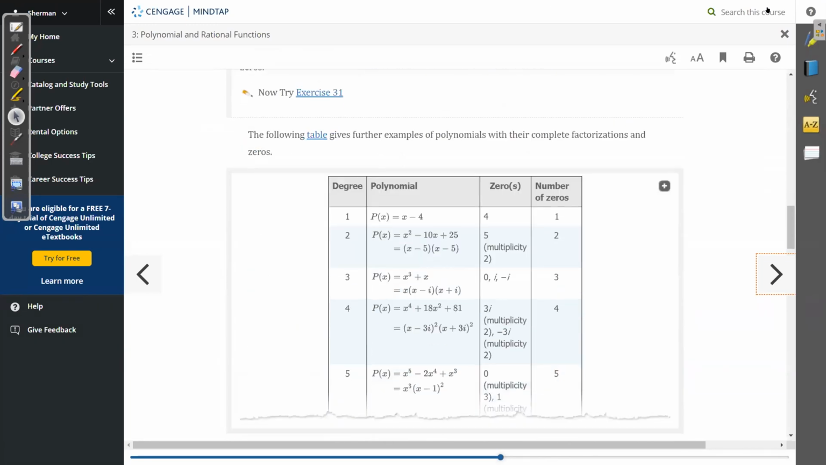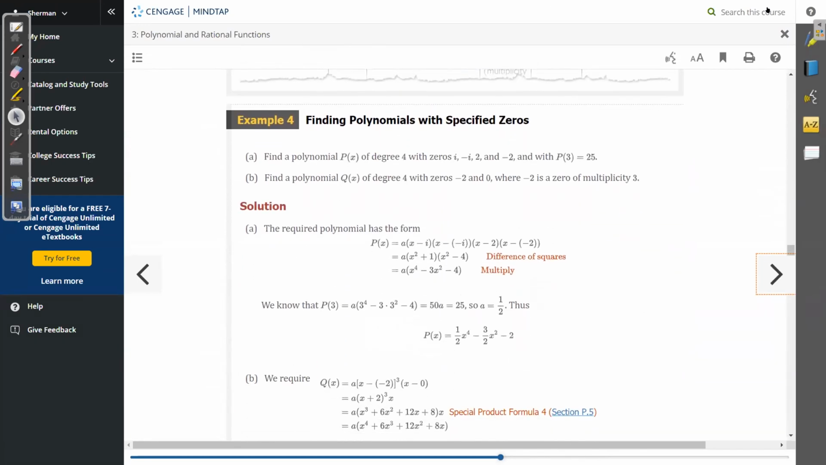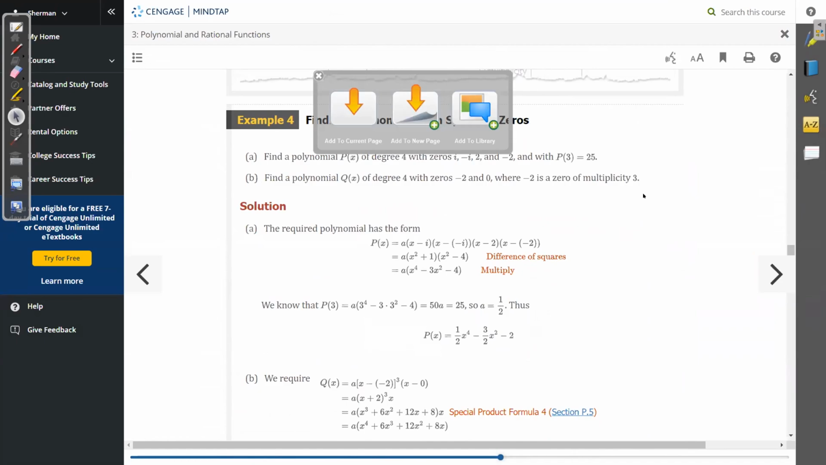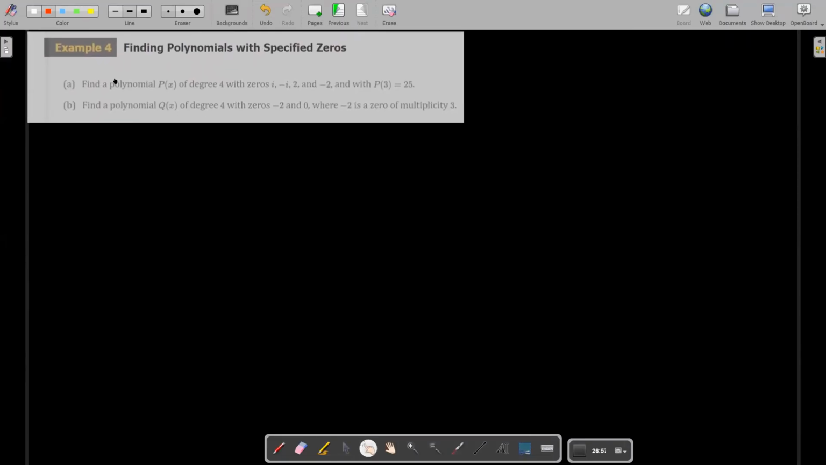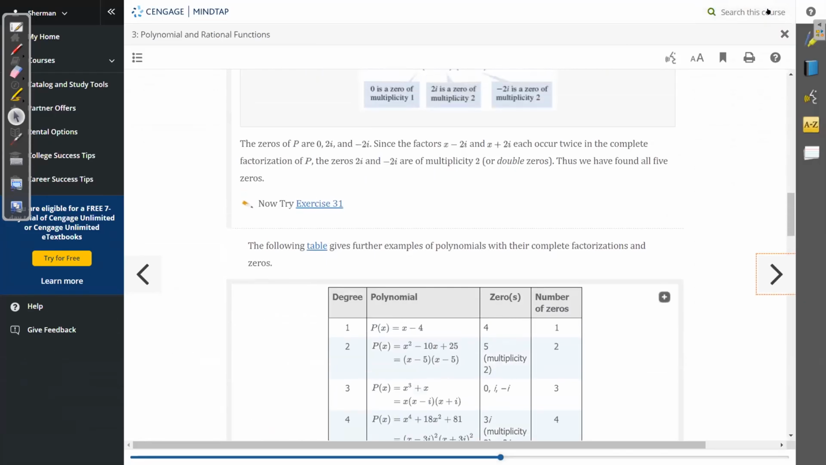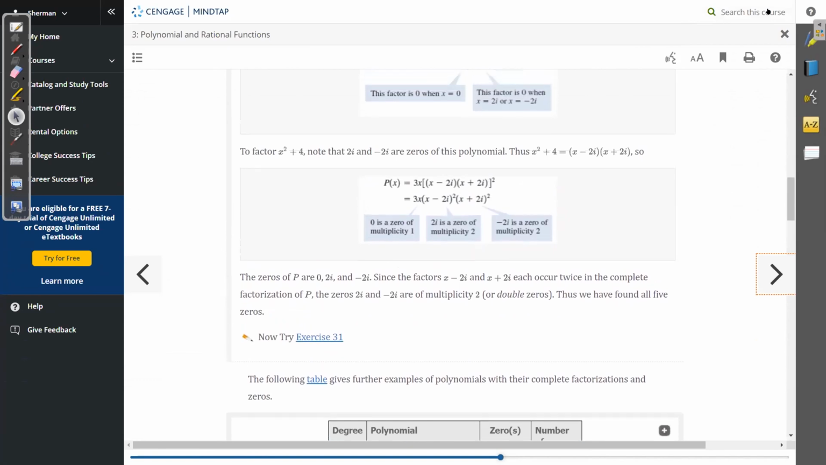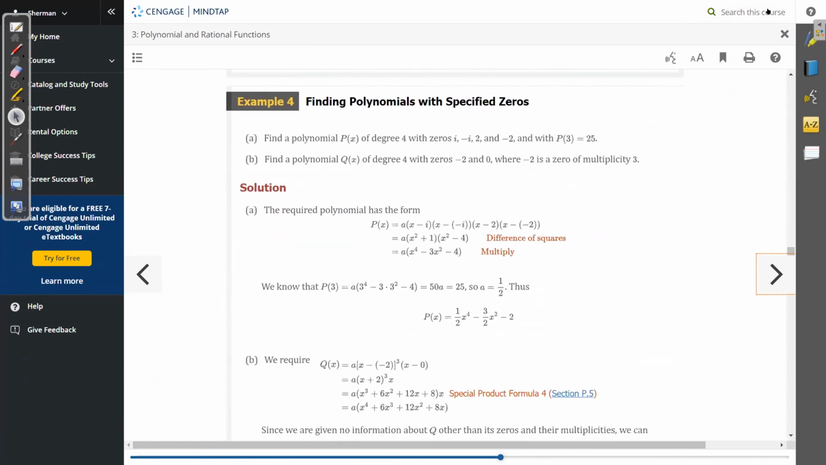Pretty sure it only gets worse from here. No, actually, this is kind of fun. I like these, and it really drives the point home of what the zeros mean. Let me make sure I didn't pass over anything important. No, not really. Okay, all right, so example 4.